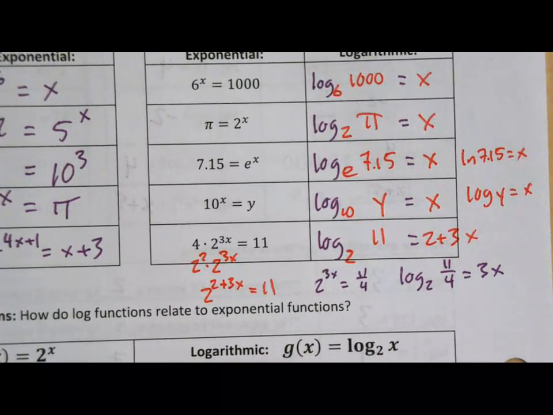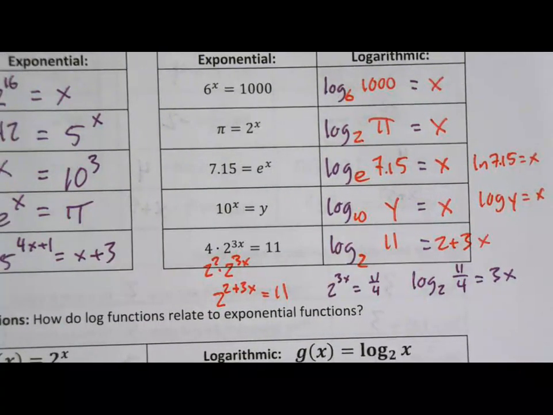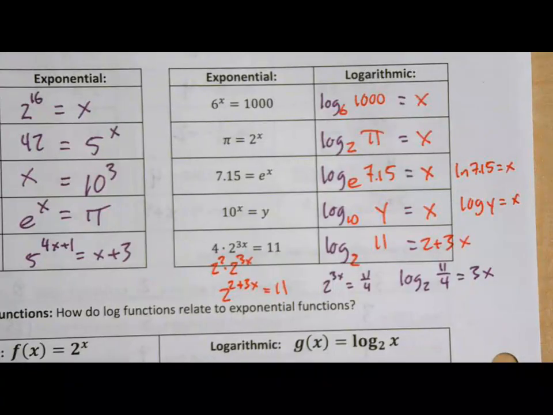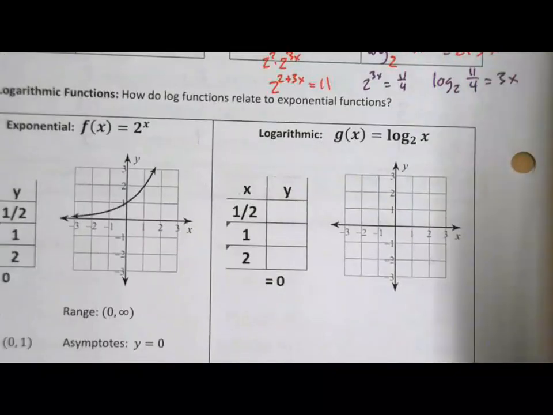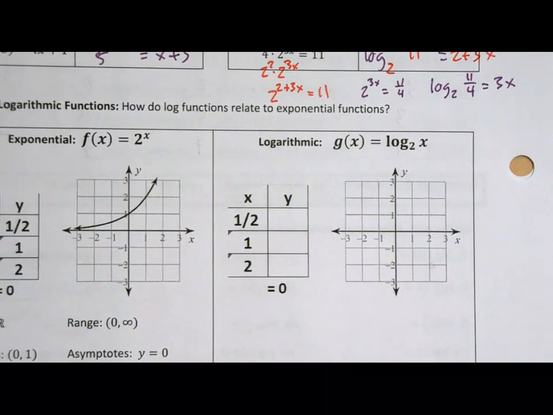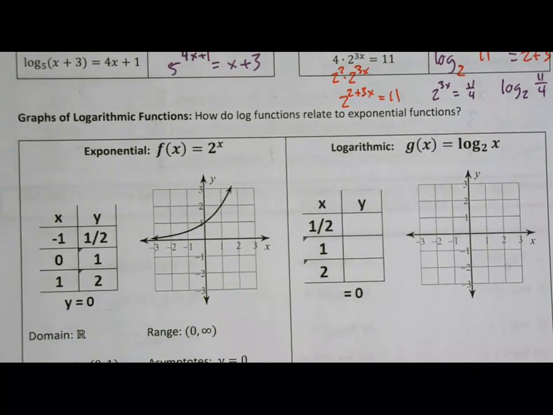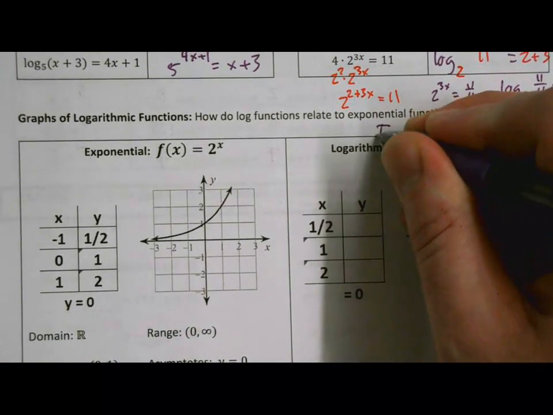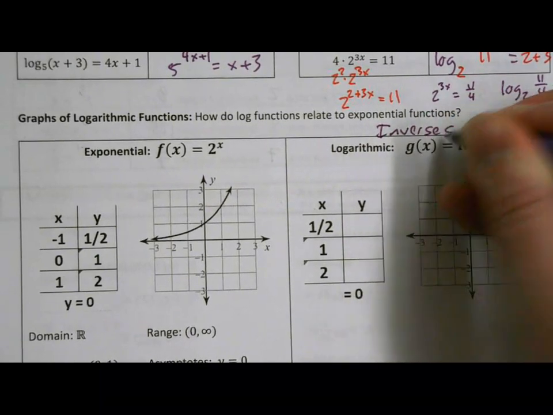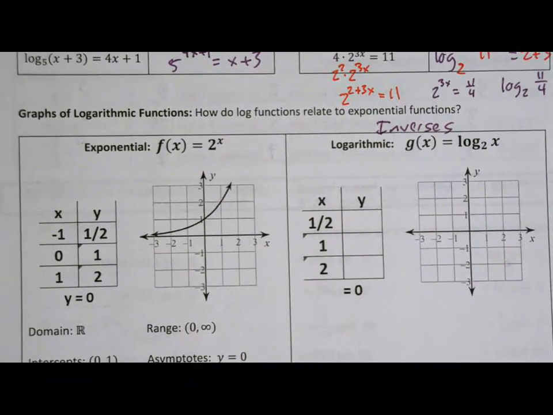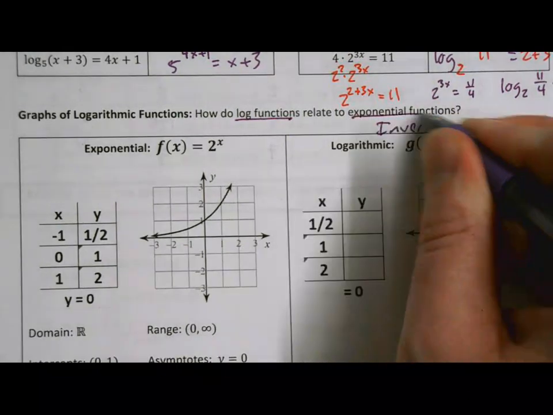Other questions before we move on? We are going to do this next part really quickly. What's the relationship between logs and exponential functions? I'm going to tell you right now they are inverses. Logs and exponential functions are inverses.